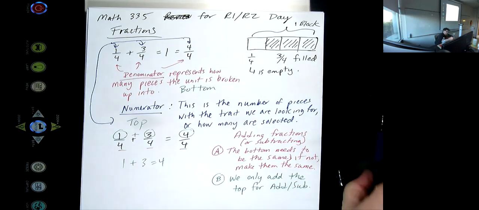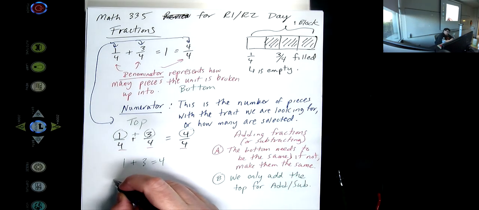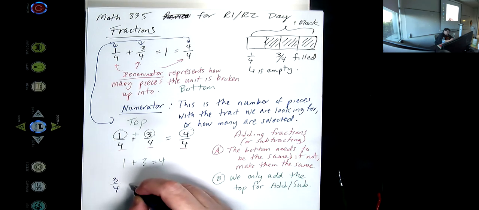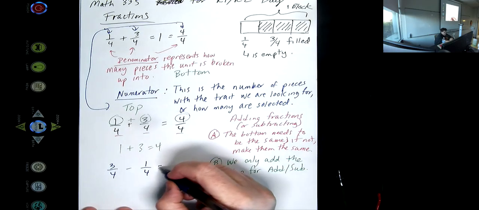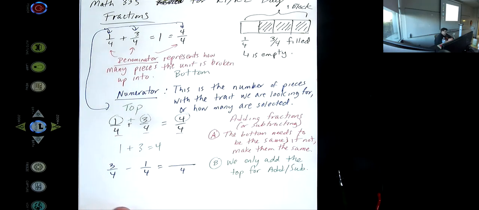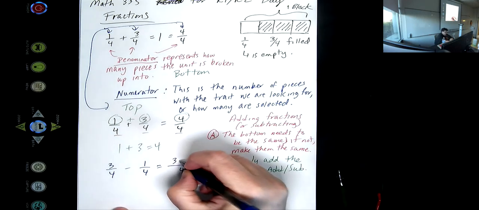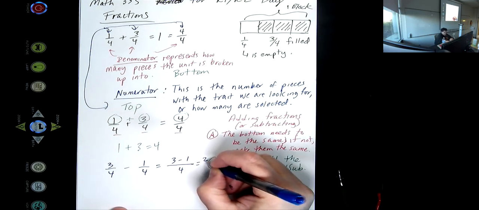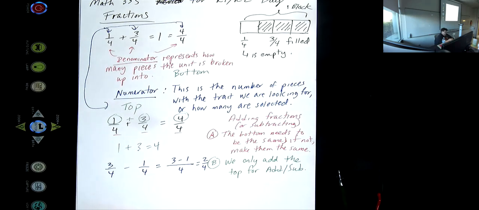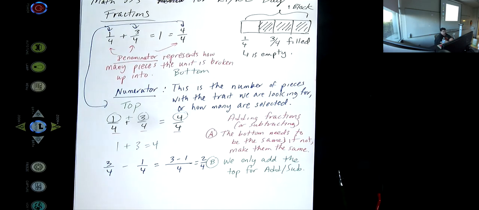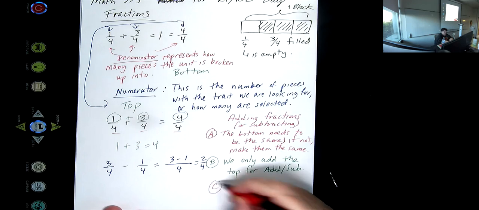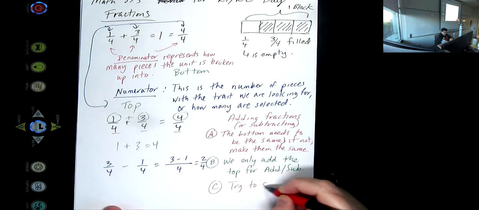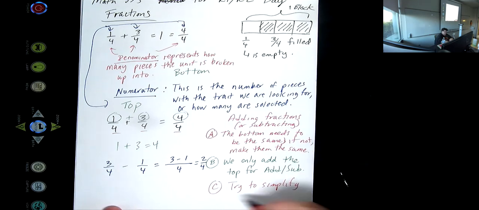If we do subtraction, I did 3/4 minus 1/4. The bottom is the same, so I'll still have the 4 on the bottom. The top will be 3 minus 1, which is 2. So I have 2/4. So this will lead us to step 3. C. Try to simplify or reduce the fraction if you can.